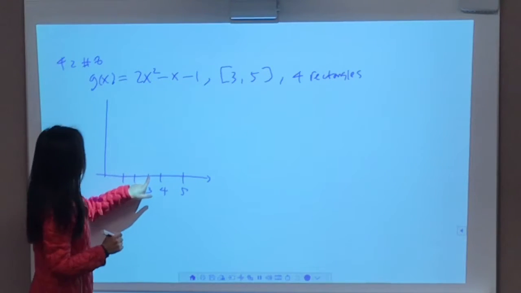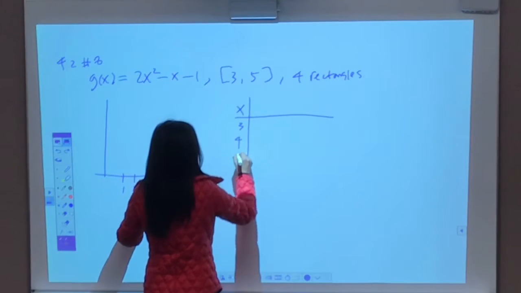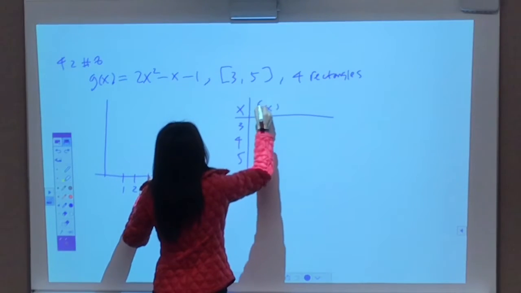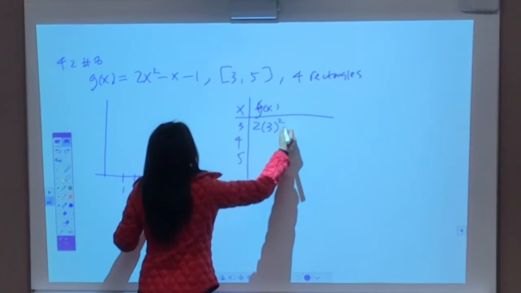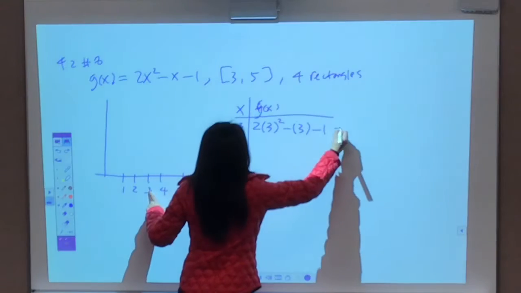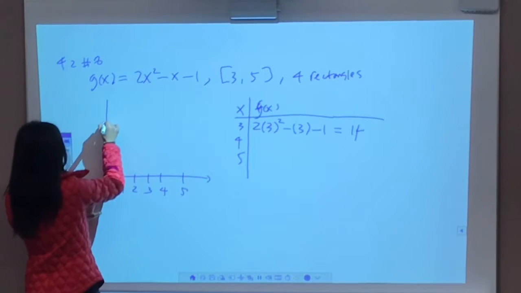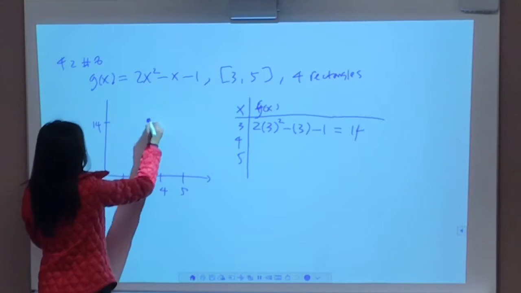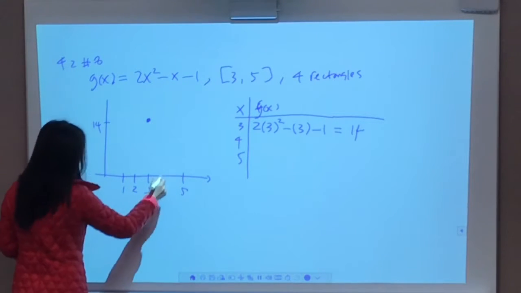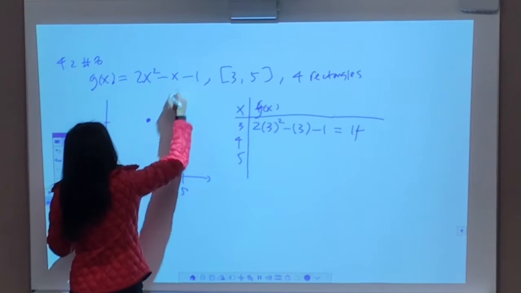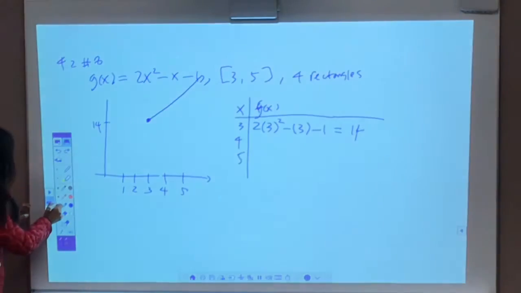So if I plug in 3, what's my answer? 2 times 3 squared minus 3 minus 1. What's that equal to? 14. So 3 is going to be 14. What about 4? 27. So it looks like it's going up like this. Am I right? Okay, so I have this graph.